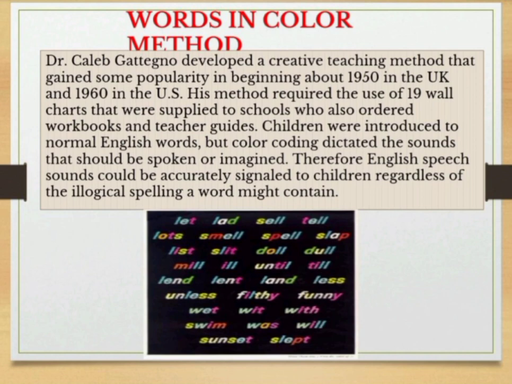Words in Color method. Dr. Caleb Gattegno developed a creative teaching method that gained some popularity beginning about 1950 in the UK and 1960 in the US. His method required the use of 19 wall charts that were supplied to schools, who also ordered workbooks and teacher guides. Children were introduced to normal English words, but color coding dictated the sounds that should be spoken or imagined. Therefore, English speech sounds could be accurately signaled to children regardless of the illogical spelling a word might contain.